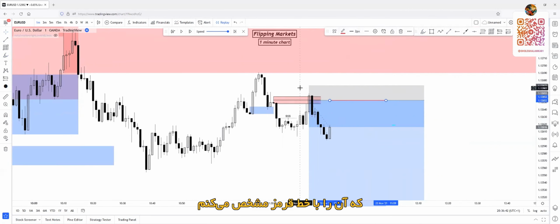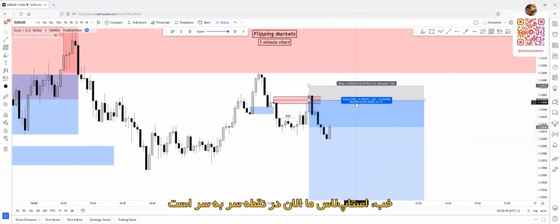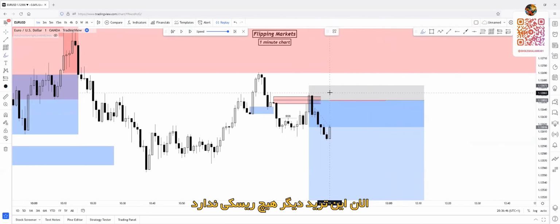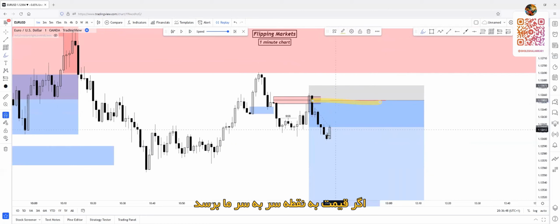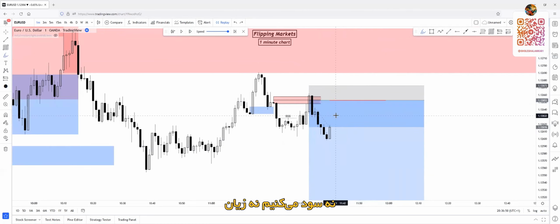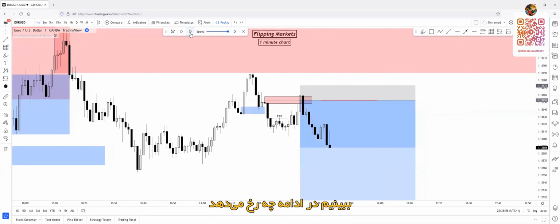Let me just change the color, please. Okay, so our stop loss is in break even. Right now, we have no risk on this trade. If it hits our break even point, there will be no profit and no loss. This is a really, really good trade. Okay, let's see what happens next.